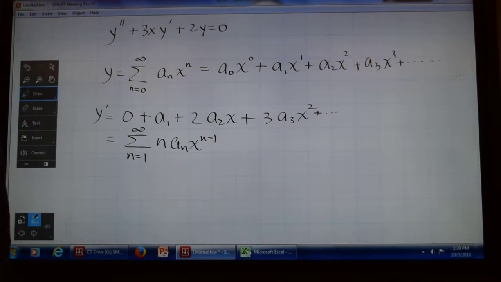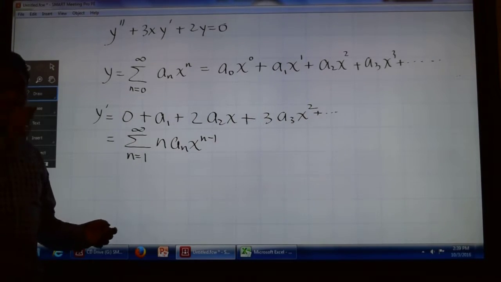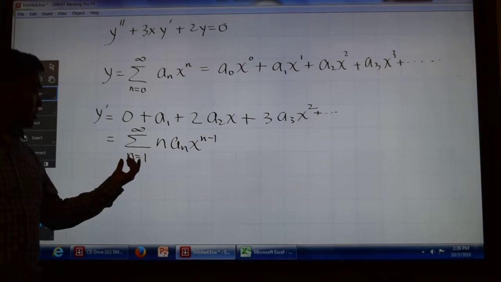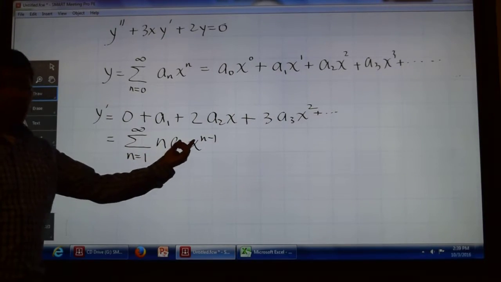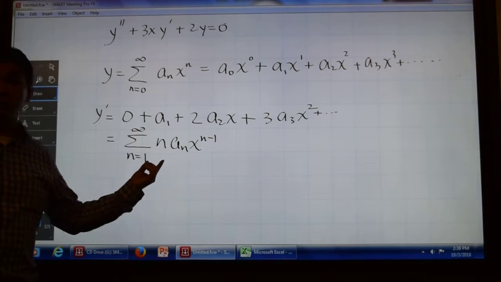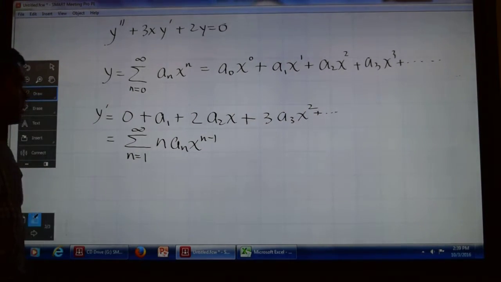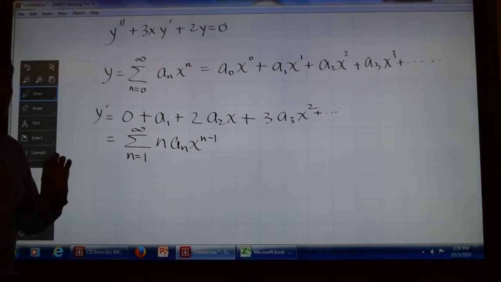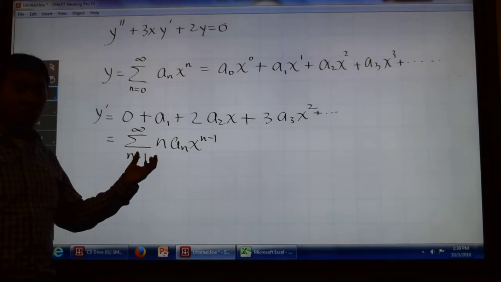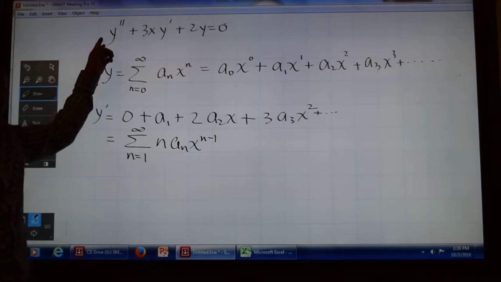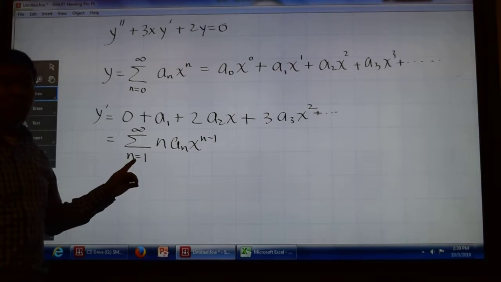But if you start at n equals 0, wouldn't it just be 0? That's a good point. Hannah is saying that even if you start with n equals 0, you will get 0 times something, so it wouldn't hurt to start from 0. However, in terms of bookkeeping, we will have to do some bookkeeping after we plug that in. It will be helpful for us to start at 1 rather than 0.